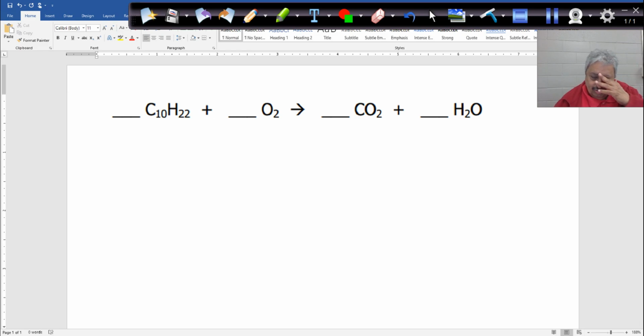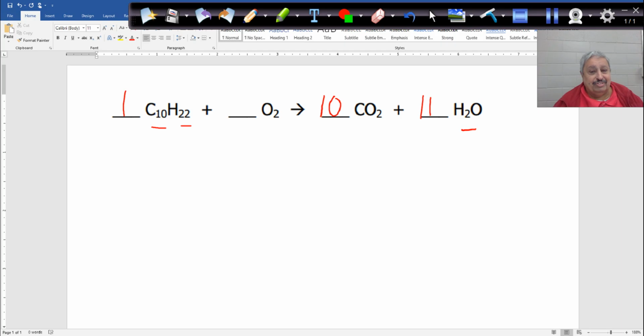No rules, no nothing. So carbon is what? 10. And here carbon is what? 1. So I put what? 10 up front. Okay, guys? Hydrogen is 22. Hydrogen is 2. I put what? 11. Okay, here is 1. Understood, not written. I don't write, but understood, not written.